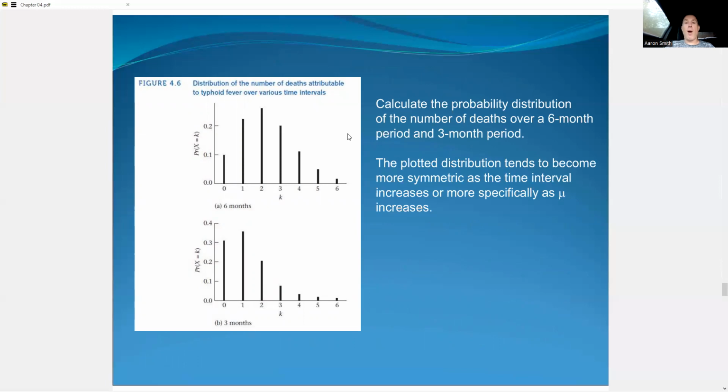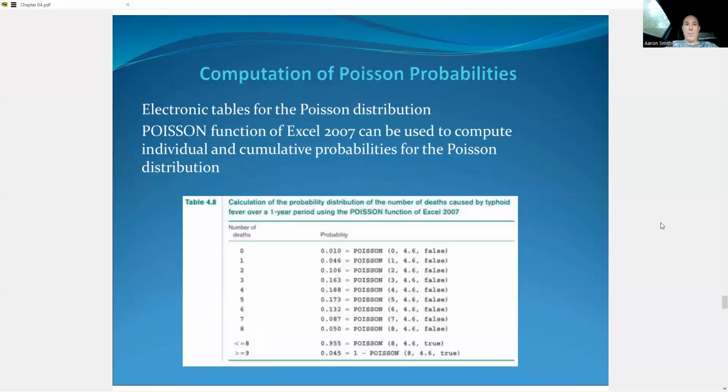So here are some bar plots of the probability mass function for the Poisson distribution. You'll notice that the distribution tends to become more symmetric as the time interval increases, or mu increases. Now, to compute the probabilities, once again, you want to use a computer. Potentially, you could use a graphing calculator. You could use pencil and paper. You could work it out with a scientific calculator. Just have a computer do it. So here is Excel, is the Poisson function.